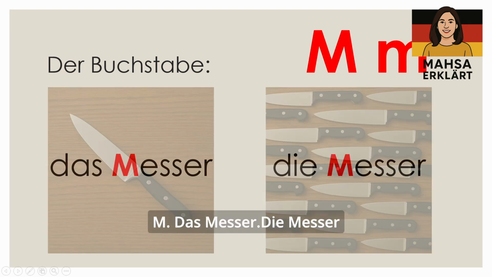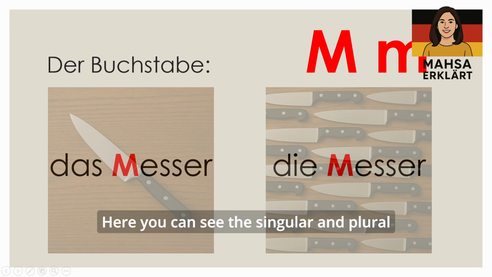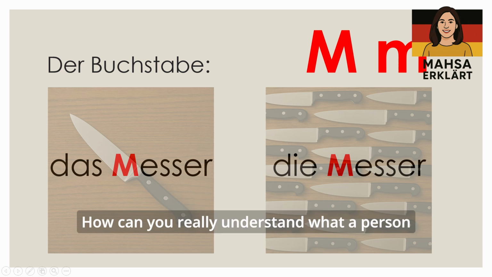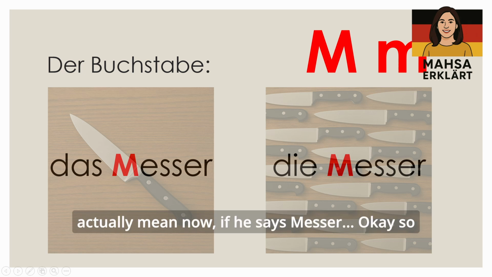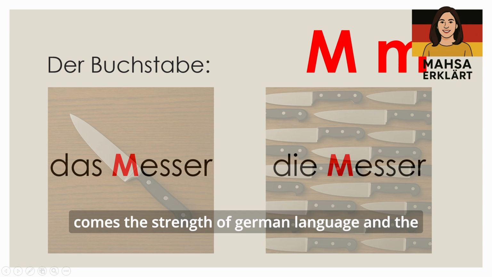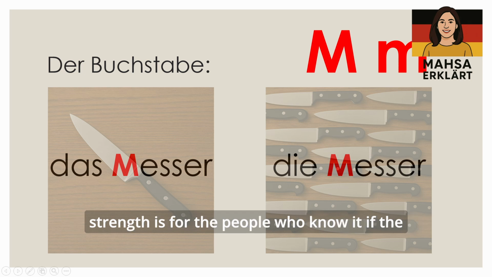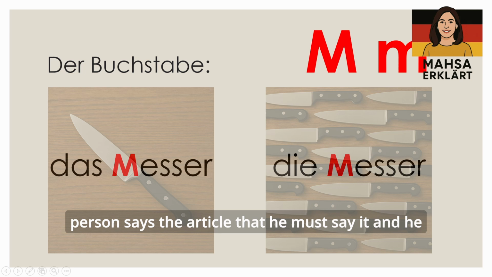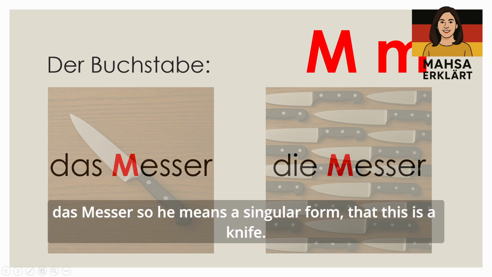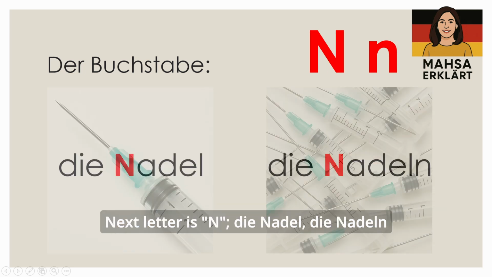Das Messer. Die Messer. Here you can see the singular and plural form of one word share the same shape in writing. How can you really understand what a person actually means now? If he says Messer, okay, so is that singular or does he mean plural form? Here comes the strength of the German language, and this strength is for the people who know it. If the person says the article that he must say, and he says die Messer, so that's plural form. And if he says das Messer, so he means the singular form. That is a knife.